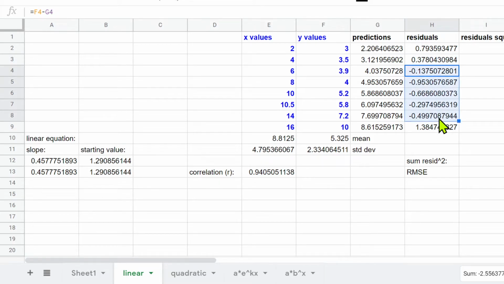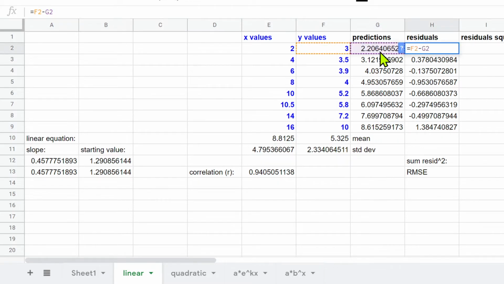Notice these residuals are negative. Why? Because the actual value is lower than these predicted values. When a residual is positive, that's because our actual value is higher than our predicted value. So here's our residual.